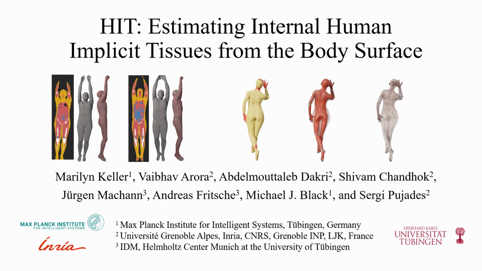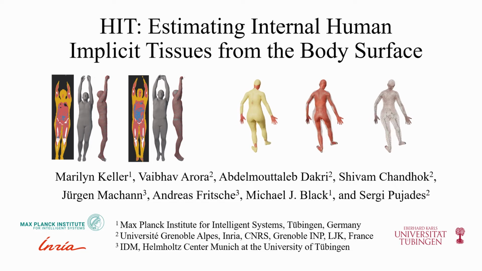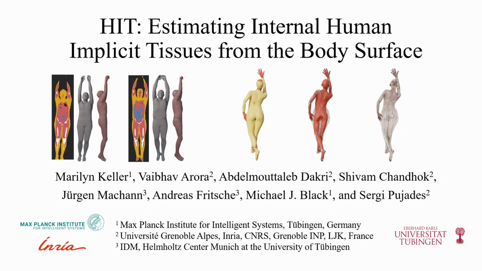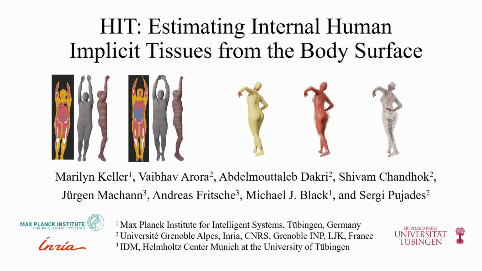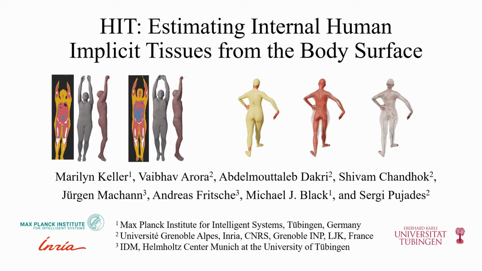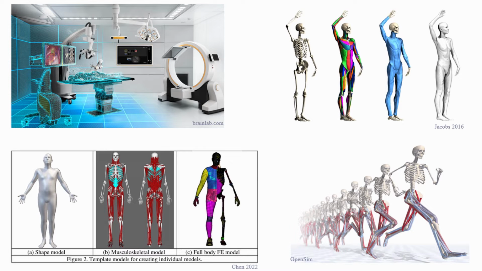In this paper, we present Human Implicit Tissues, HIT, a method that takes a human body surface as input and predicts the 3D distribution of the tissues inside. The creation of personalized anatomical digital twins is important in the fields of medicine, computer graphics, sports science, and biomechanics.